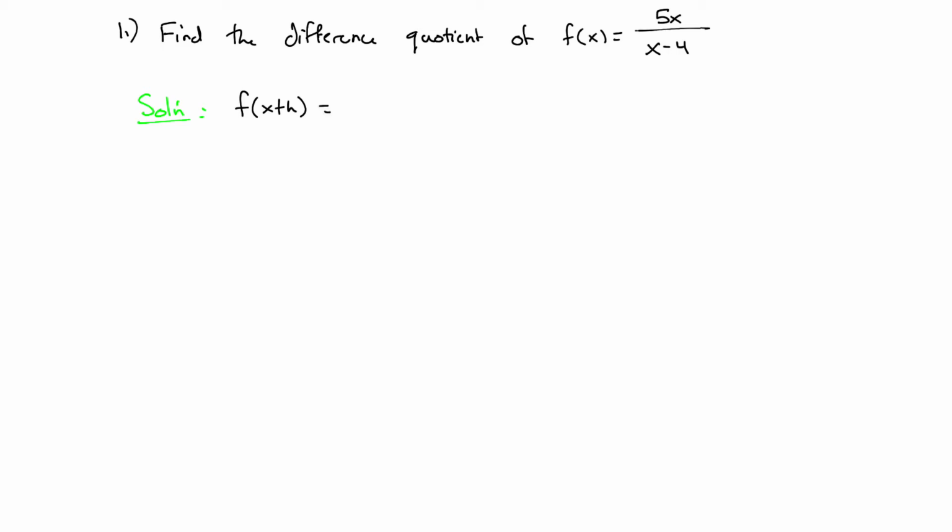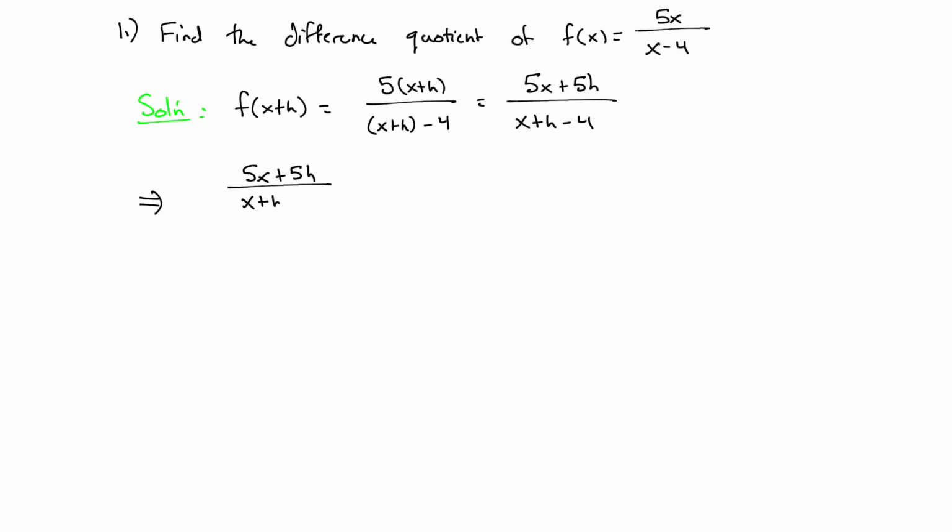So f of x plus h is 5 times the quantity x plus h, over x plus h minus 4, which simplifies to 5x plus 5h all over x plus h minus 4. Putting this into the formula would therefore give us f of x plus h, which is 5x plus 5h, all over x plus h minus 4. Leave a little bit of space here, because we're going to have to do something to it, minus 5x over x minus 4, all over h. That's our f of x plus h minus f of x all over h.